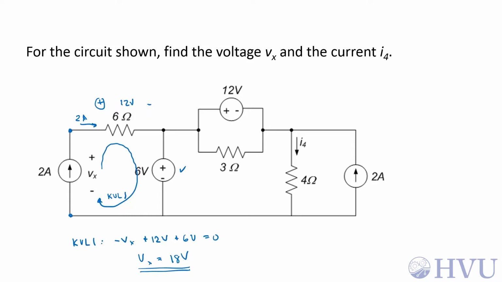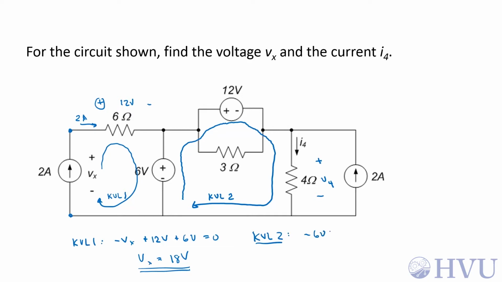Let's try something clever. If I do KVL that goes through the 6 volt source, up here through the 12 volt source, and then down through this resistor, my only unknown there is the voltage across this 4 ohm resistor, V4. Now notice the polarity I've assigned is such that I4 is entering V4, so once I've found V4, I can use Ohm's law directly to find I4. So let's do KVL 2.